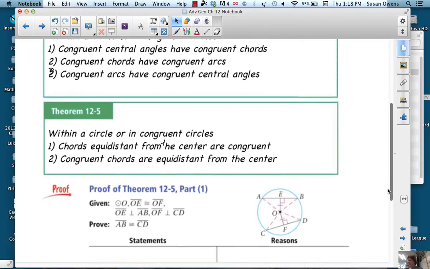The next one: within a circle or in congruent circles, chords that are equidistant from the center of the circle are congruent. And we also have congruent chords are equidistant from the center. So remember, we always have to measure from a point to a line in a perpendicular direction.